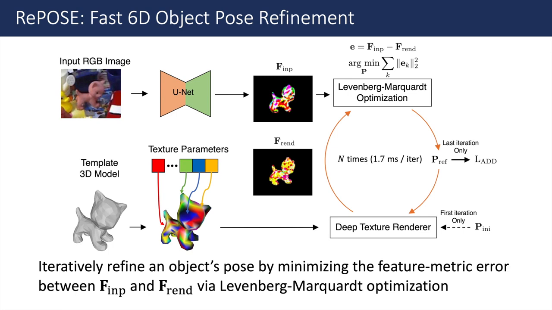Unlike the previous works, RePOSE iteratively refines an object pose by minimizing the feature-metric error between the input and rendered image features f_input and f_rend via Levenberg-Marquardt optimization. Texture parameters and the U-Net decoder are optimized during training such that an object pose is refined within a few iterations. An element-wise error between the features is considered explicitly. RePOSE works well even without zooming in.